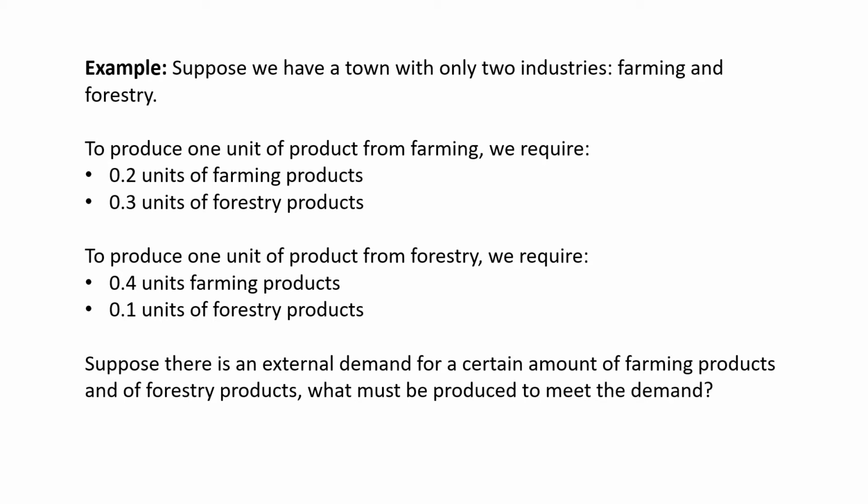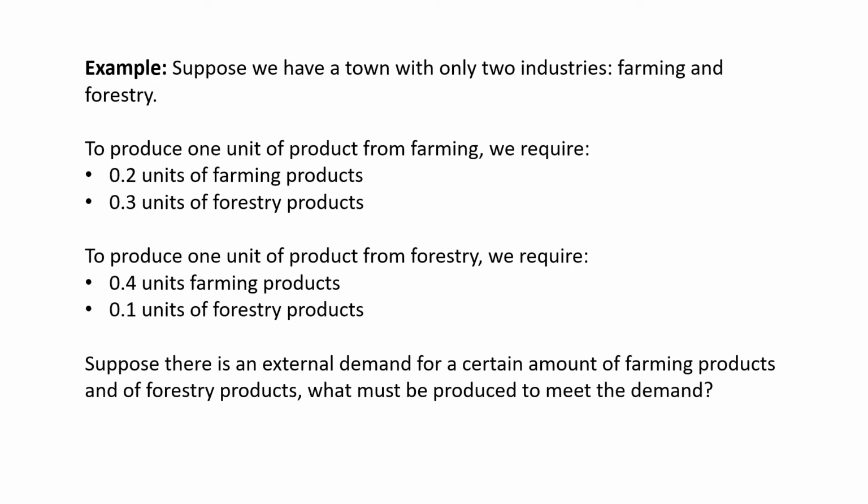So let's say that for farming, every time a unit is produced, it needs 0.2 units of farming. So in other words, it consumes some of its own product. Also, to produce every unit of farming, we require 0.3 units of forestry products. So you can think about this in terms of every unit requires this amount. So if we produce 10 units of farming products, we need to use 2 units of farming and we need to use 3 units of forestry.